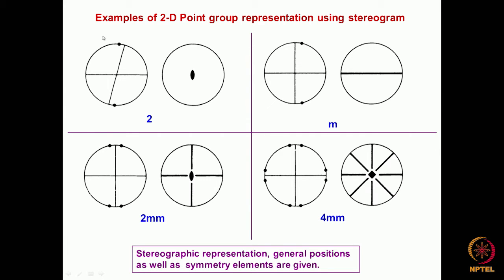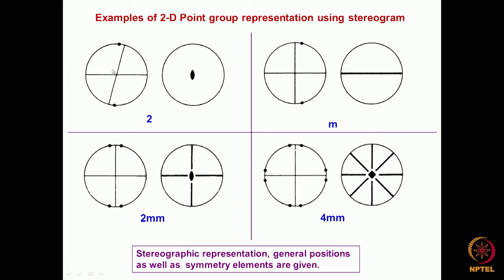There is another way in which this is represented. This is represented on a stereogram. How the stereogram is constructed will come in the next lecture, but I just wanted to mention here that a stereogram is a projection of what is happening in 3 dimensions, or on a sphere, onto 2 dimensions. And the advantage of a stereographic projection is that all the 3-dimensional angular relationships are maintained in 2 dimensions.